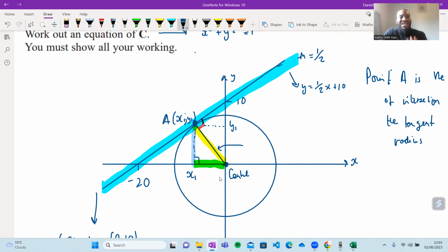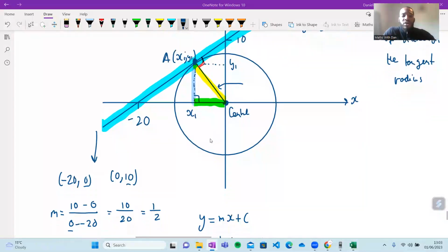Right, I can see yes, exactly. Thank you very much, Anaya and Emilio. Remember, these two lines, the blue one and the yellow one, are perpendicular to each other. We know from perpendicular lines that the gradient of one line is just the negative reciprocal of the other line, right?